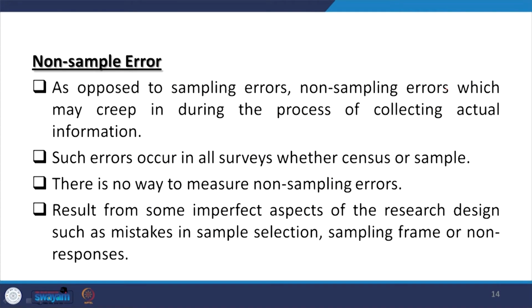So, what do you mean by non-sampling error? Non-sampling error, as against sampling error, may creep in during the process of collecting actual information. So, the process of collection is very important. Such errors occur in all surveys, whether it is a census or a sample. There is no way to measure non-sampling errors.